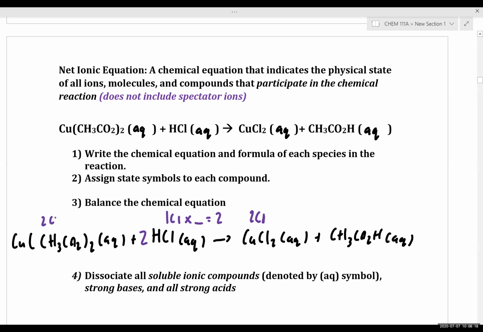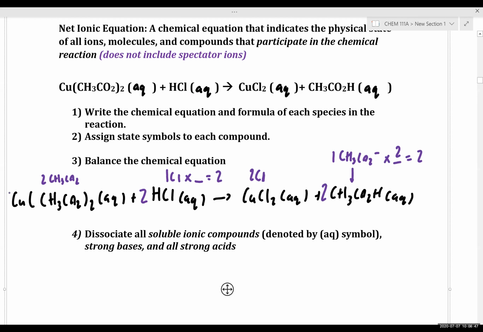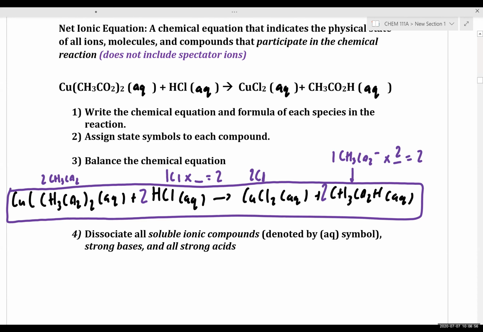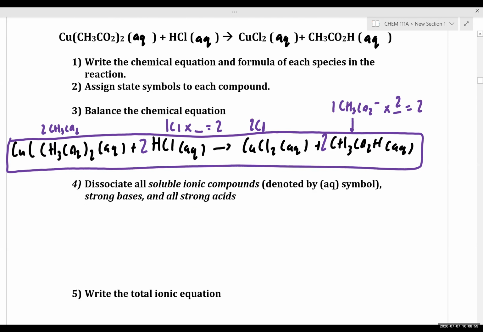Looking at copper acetate, we have 2 acetate ions. In acetic acid, we have 1 acetate ion. So 1 times what would give us 2? If we want a total of 2 acetate ion equivalents, how many acetic acid molecules do we need? 2, yep. Okay, perfect. So now that we have our balanced chemical equation, we can now begin to break down each of these soluble ionic compounds in our chemical equation into their component ions.